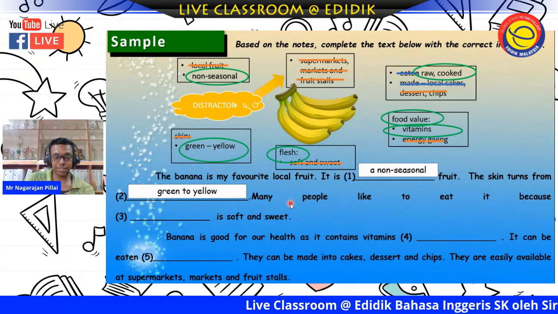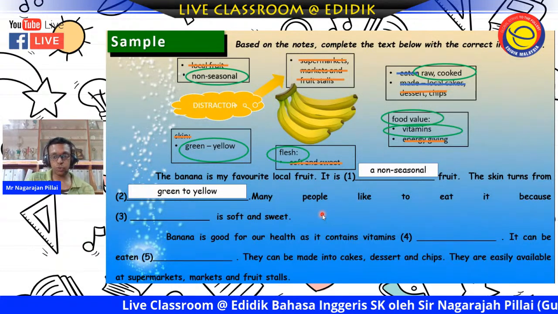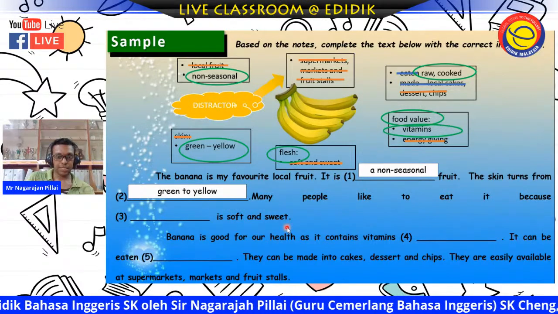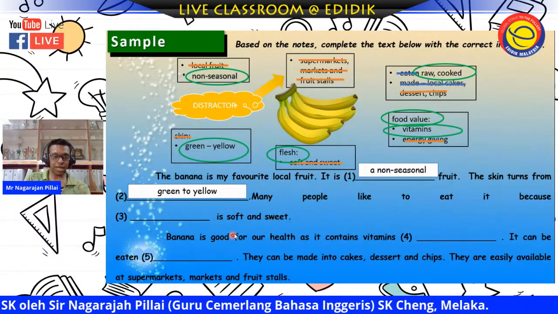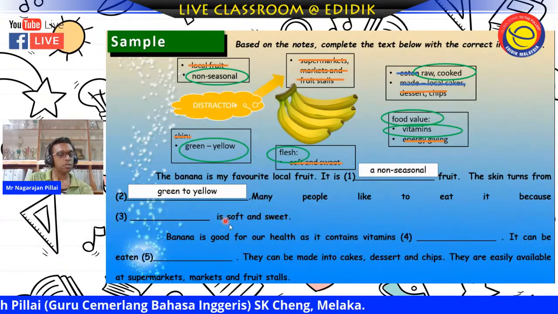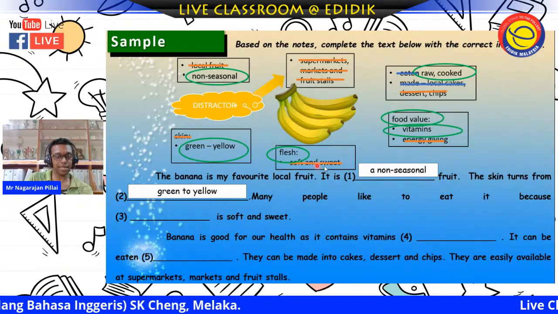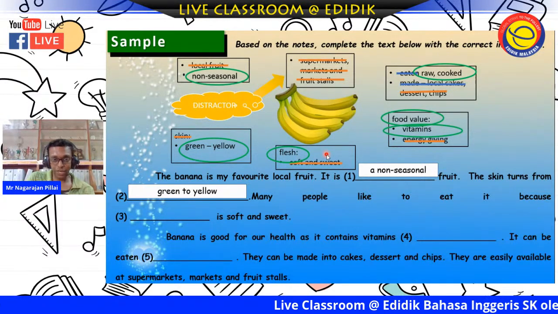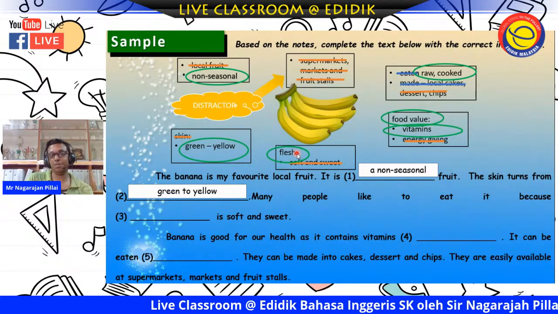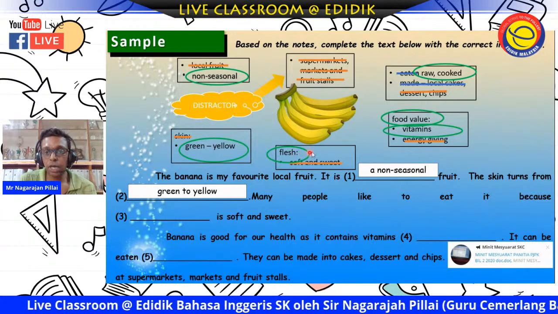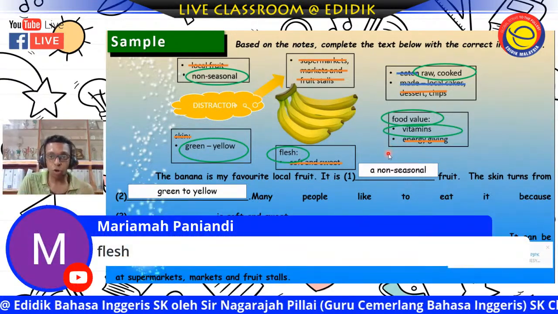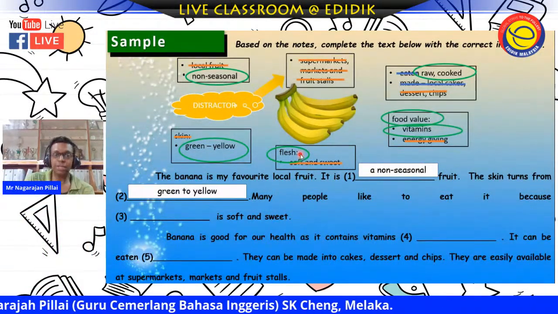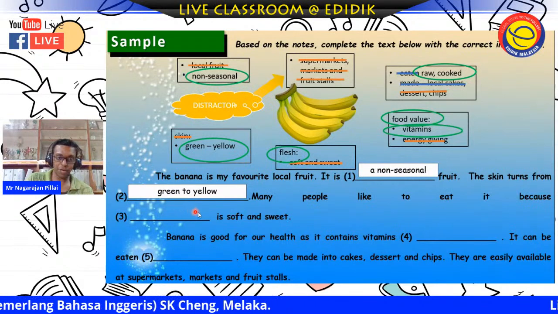Okay, now let's continue. Many people like to eat it because blank is soft and sweet. The clue for you to choose the answer for number 3 is soft and sweet. It's here, where we have soft and sweet. So the only word that you can choose here is flesh. You cannot choose the others, such as food value, vitamins, raw, cooked, because they are not relevant. You have only flesh. But how do you write it?